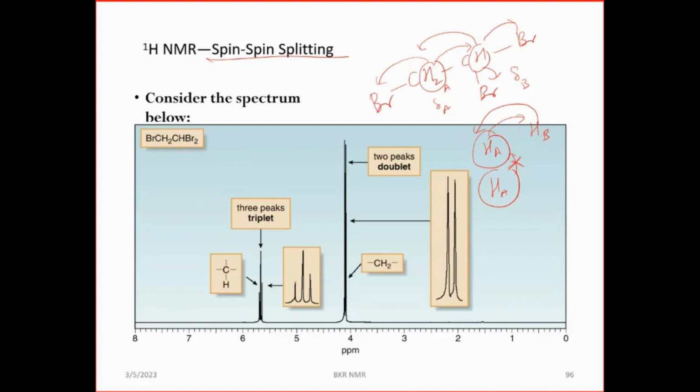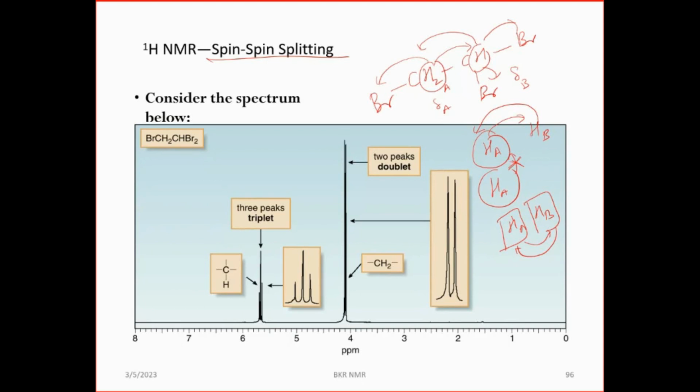So A's neighbor is B. A is in one house, B is in another house. So splitting happens only between neighboring houses. Protons in the same house do not split among themselves. What I mean by protons in the same house is that they are chemically equivalent protons. They have the same chemical shift. So protons which have the same chemical shift, that is they are chemically equivalent, will not split each other.